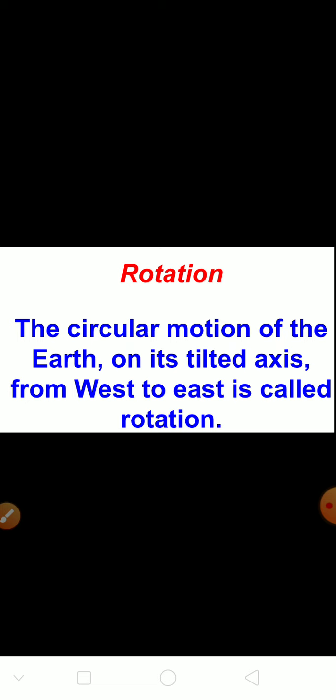First, what is rotation? The circular motion of the earth on its tilted axis from west to east is called rotation. The earth spins like a top at the speed of 1670 km per hour, rotating freely on its axis. It takes the earth roughly 24 hours to complete one rotation, which makes for a single day and night. Okay, so that is the rotation.